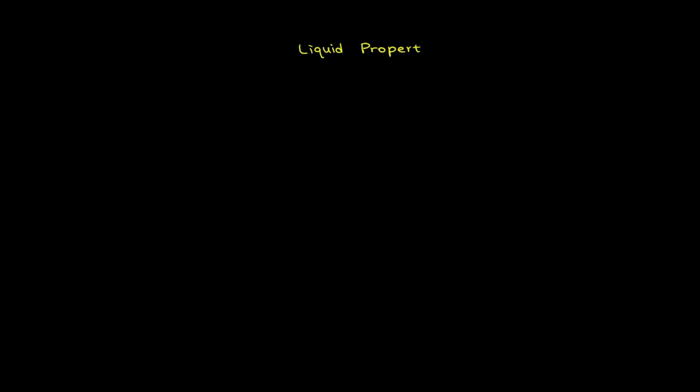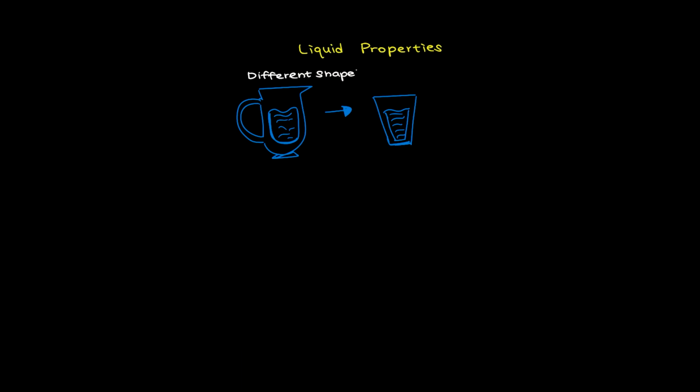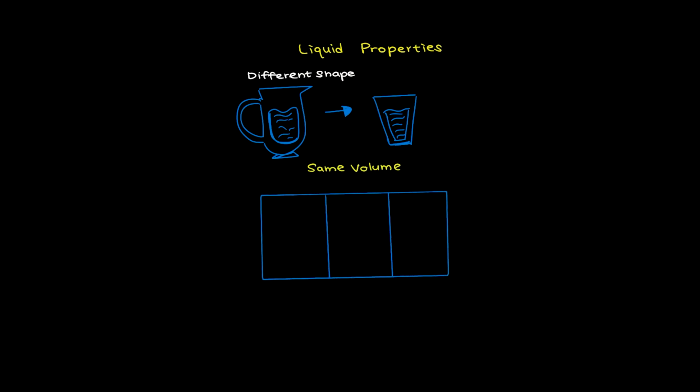Pour water from a pitcher into a glass. The water changes shape. It was pitcher-shaped, now it's glass-shaped, but the amount stays the same. You have exactly as much water as before. This demonstrates liquid properties. No fixed shape, but fixed volume. Liquids flow. They conform to whatever container holds them. But you can't compress them significantly. Particles are close enough together that there's no room to squeeze.